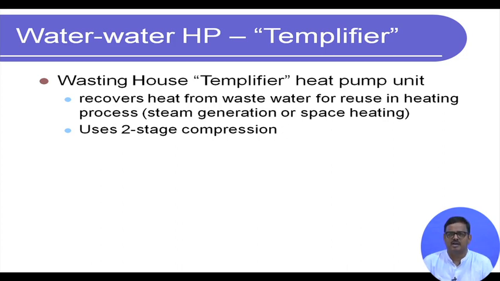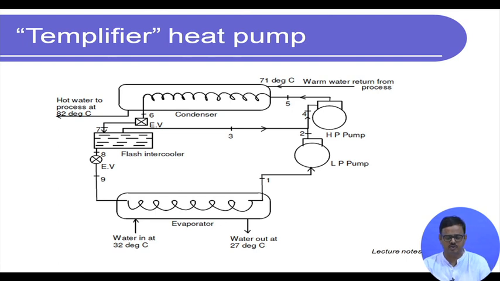I am sorry if I mistakenly said that the swimming pool was a water-water heat pump. It was water-water in the sense that water was used as the fluid both in the condenser and the evaporator, but still the fluid flowing through the vapor compression loop was a refrigerant. In this case, however, both the fluids are water, and as we will see it uses a two-stage compression, and I am going to show you a schematic over here as to how it works.